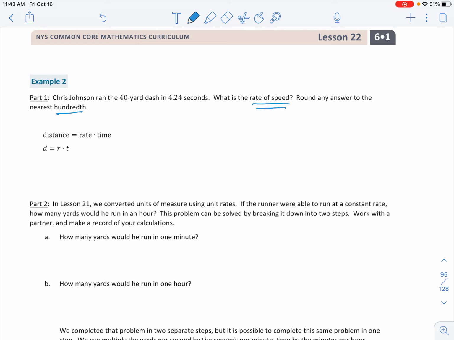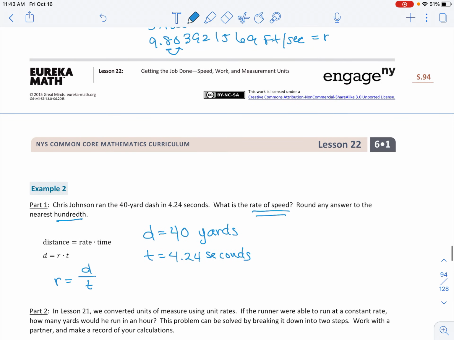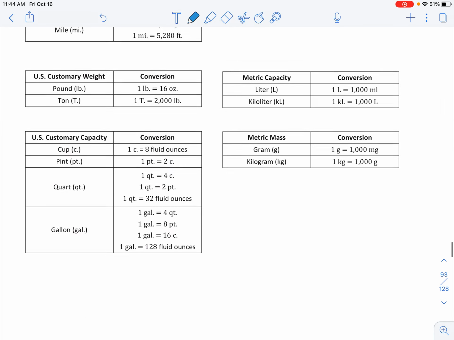So if we want the rate of speed, we know our rate equals the distance divided by the time. Well, I know my distance here is 40 yards. Be careful with our units, don't forget about them. And our time is 4.24 seconds. So I need to take my distance divided by my time to get my rate. So I take 40 yards divided by 4.24 seconds. And I get 9.4339. Oh, so sorry.